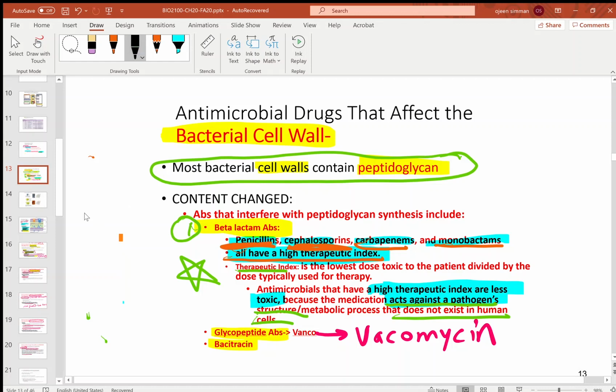The other ones that interfere with peptidoglycan synthesis are the glycopeptide antibiotics, and there's only one of these, which is vancomycin. And then finally, bacitracin, the third one.